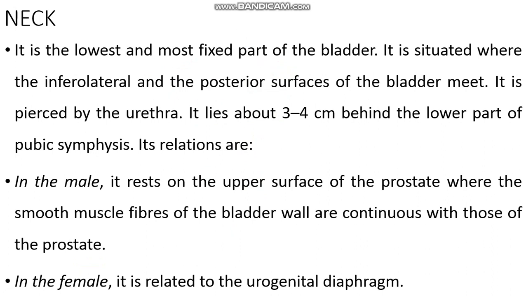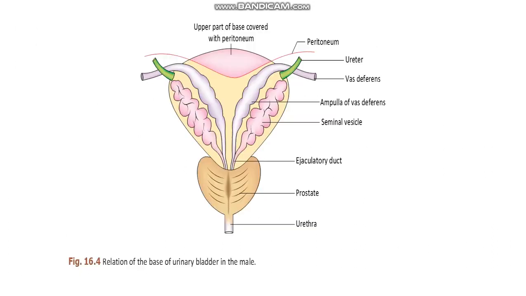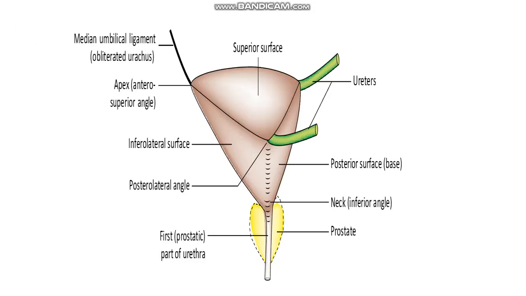Then next we can move on to the neck of the bladder. It is the lowest and most fixed part of the bladder. It is situated where the inferolateral and posterior surfaces of the bladder meet. Here is the neck, where the inferolateral surface meets the posterior surface.